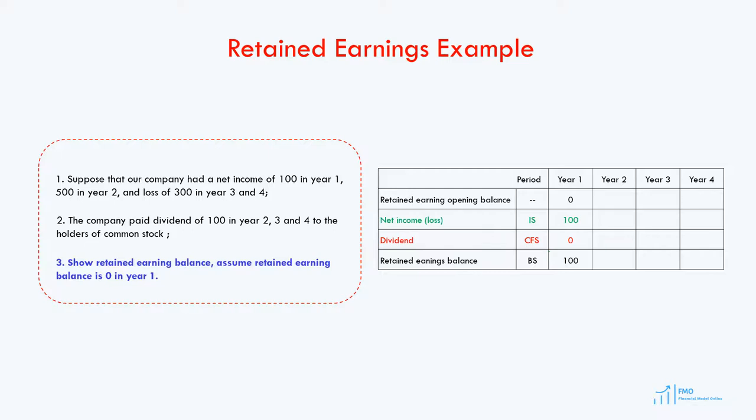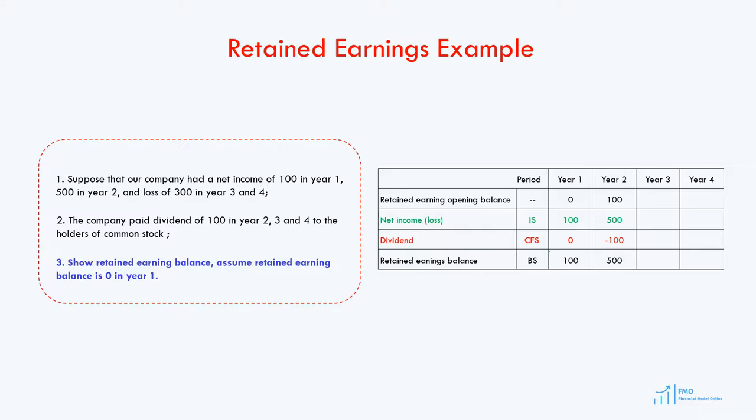In year 2, the retained earnings opening balance is 1,000 because the opening balance is always equal to the closing balance in the previous period. According to the instructions, the net income is 500. The company pays a dividend of 100 in year 2. The dividend will have a negative sign because it reduces the retained earnings balance. The retained earnings closing balance will be the opening balance of 1,000 plus net income of 500 and less the dividends of 100. So it will be 1,400 in year 2.